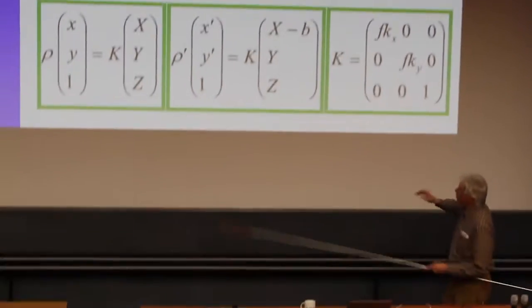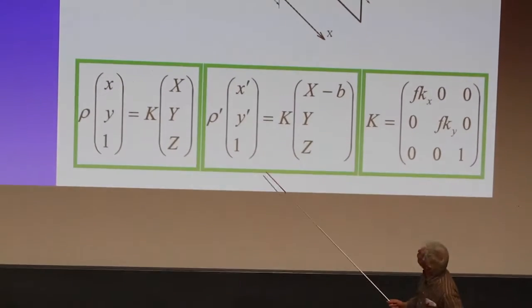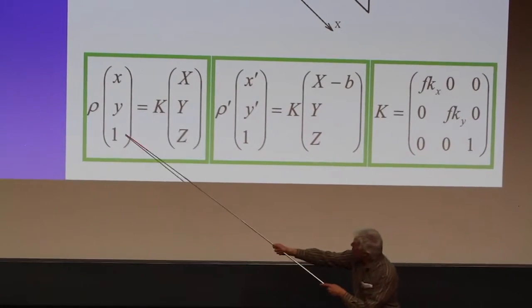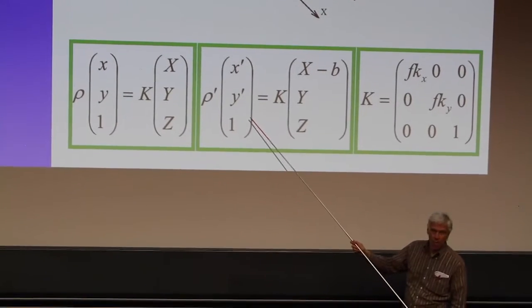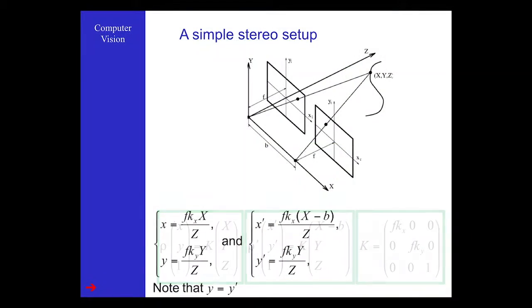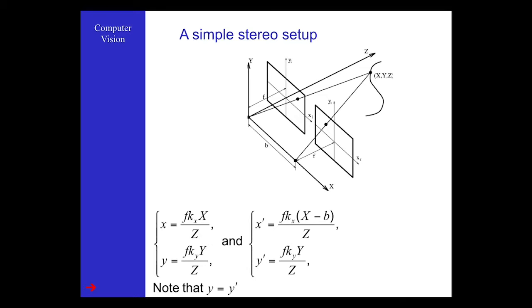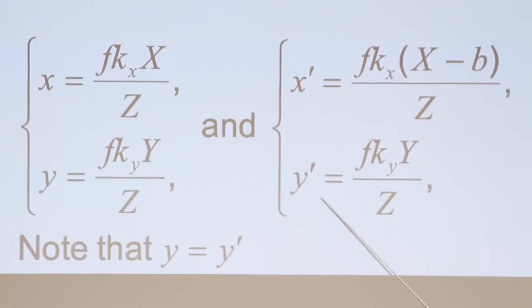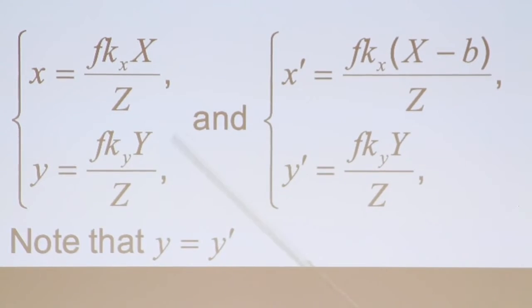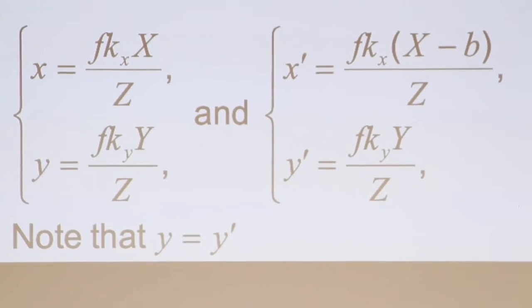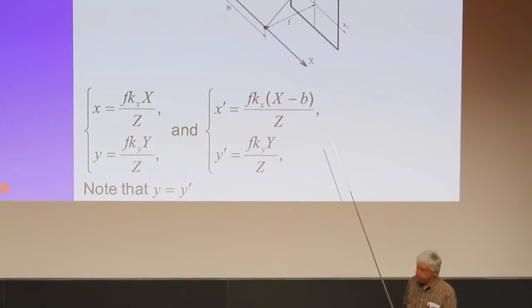Okay, so we have now two projection equations giving the two projections x and y for the camera on the left, x prime, y prime for the camera on the right. So now the question is whether we can go from the two image projections, from the coordinates x and y, and x prime, y prime, to the coordinates of the point in 3D, capital X, Y, and Z. And the answer is yes, we can.